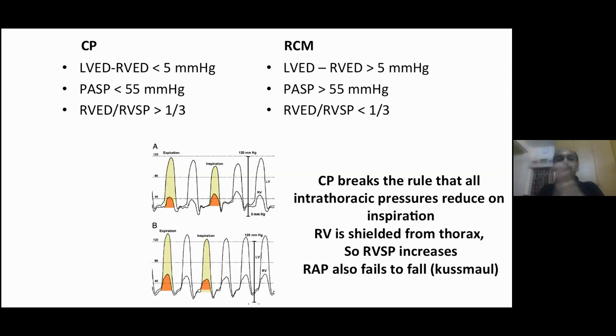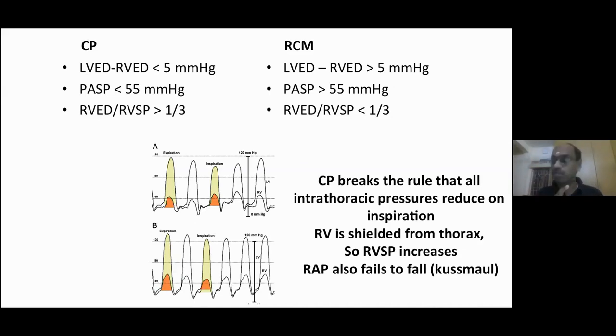The ventricular septum is pushed towards the left ventricle and the LV underfills. So better RV filling in inspiration is at the cost of LV underfilling in constrictive pericarditis during inspiration. The RV fills better and ejects a higher stroke volume, which results in RV systolic pressure elevation, because whenever there is an increase in the systolic stroke volume, there is an increase in the systolic pressure.